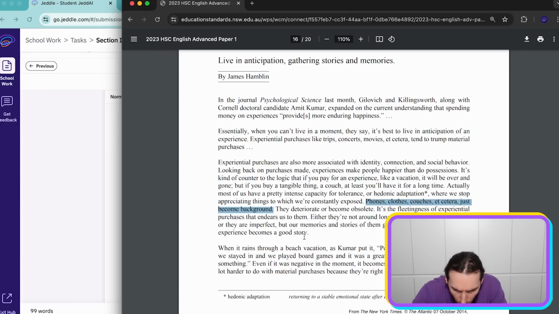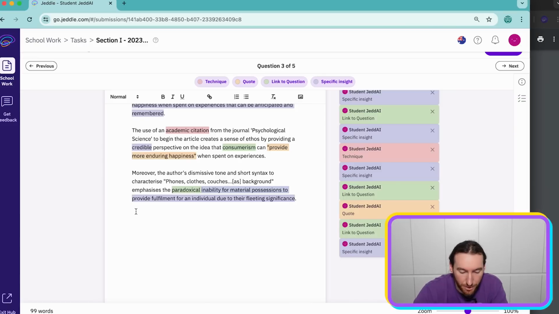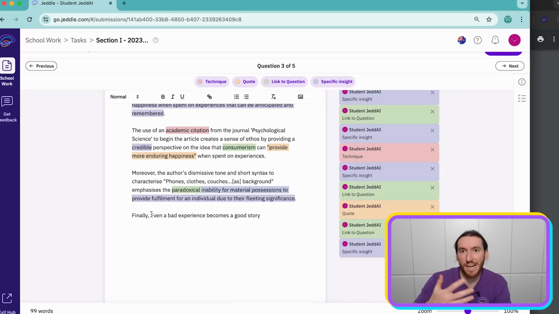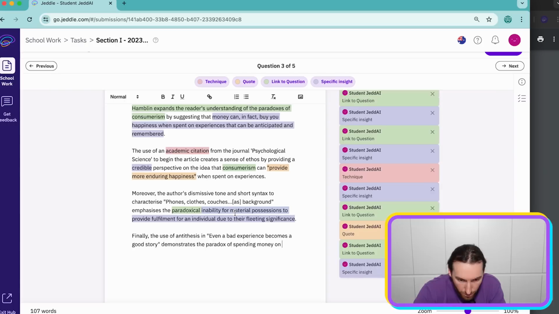Okay, last point was on even a bad experience becomes a good story. That's about the reflective nature of it. Finally, and I just use these same sentence structures for all these answers. Finally, the use of antithesis in even a bad experience becomes a good story demonstrates the paradox of spending money on, what was it saying?